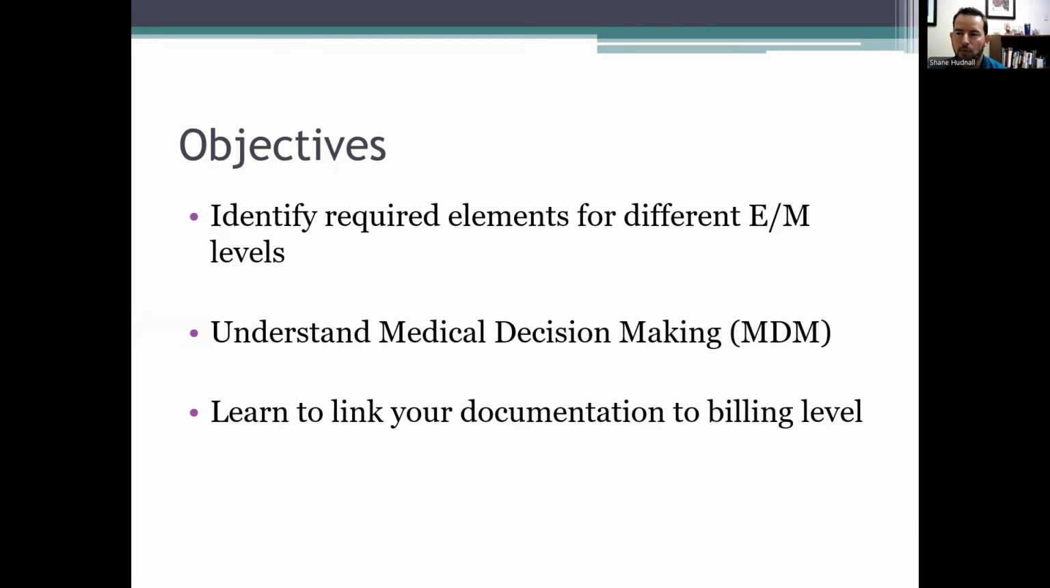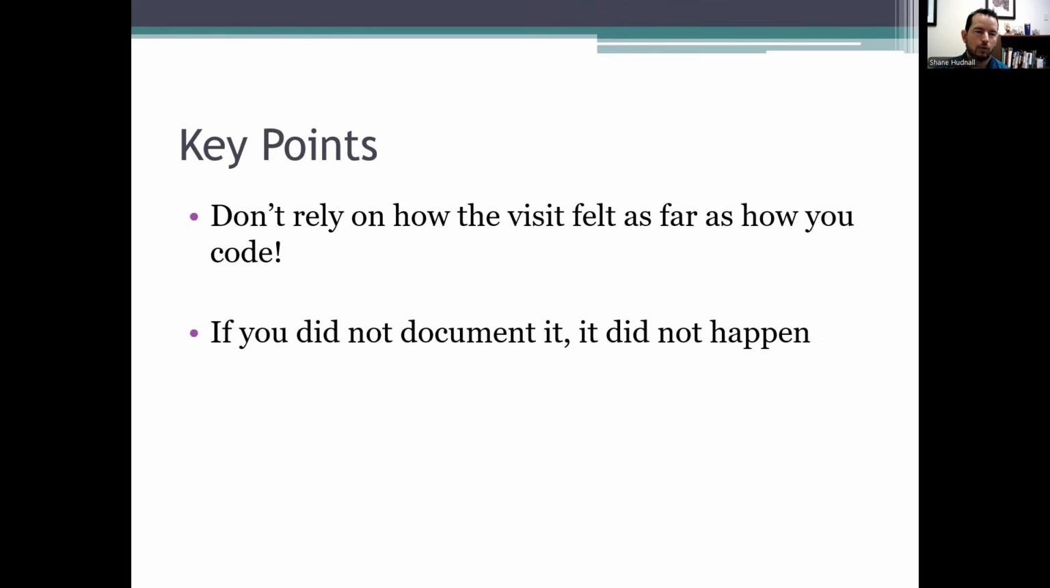A couple key points I want to go over are, first of all, don't rely on how the visit felt as far as how you code. There'll be times where you'll say, well, this feels like it should be a level 4. Really rely on the medical decision making and the time spent in the visit, whichever you choose for how you code it. And just recall that if you didn't document it, it didn't happen. When an auditor is going through your charts and looking at your billing level, it needs to be in there.